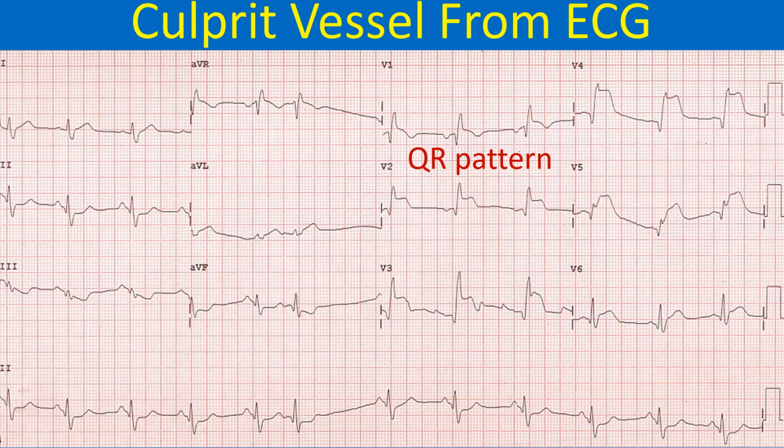RBBB with an initial Q due to anterior wall infarction is called QRBBB and indicates proximal occlusion of left anterior descending coronary artery. Presence of QRBBB is associated with more extensive myocardial infarction and higher mortality.